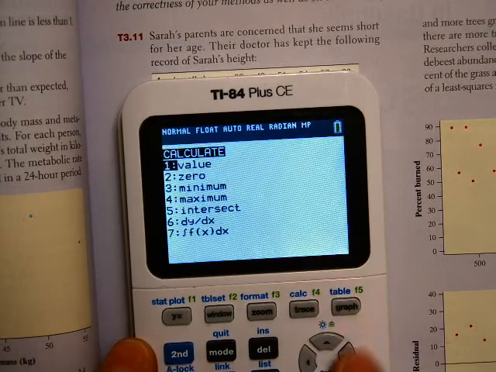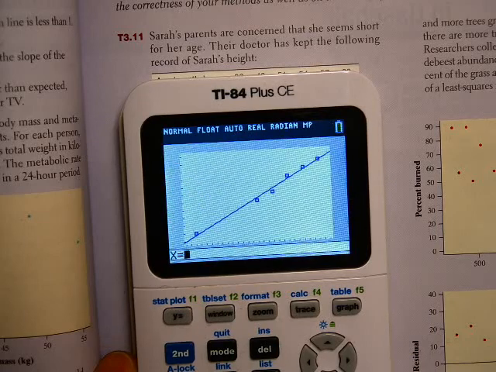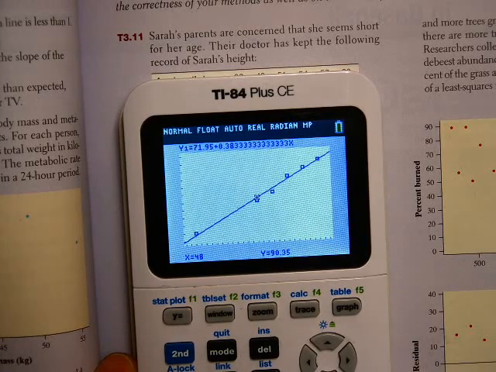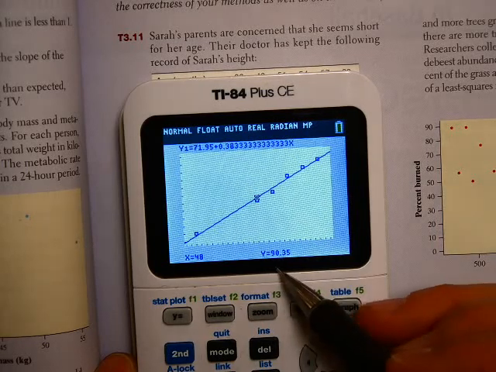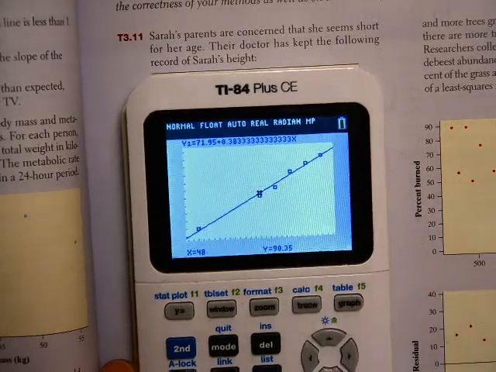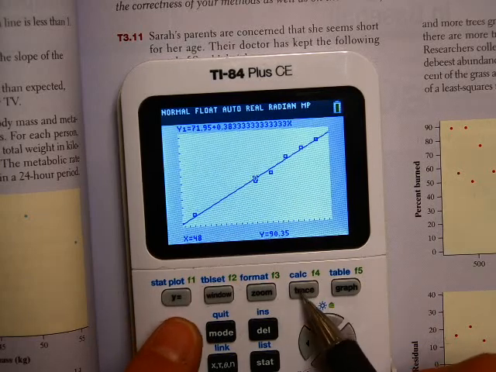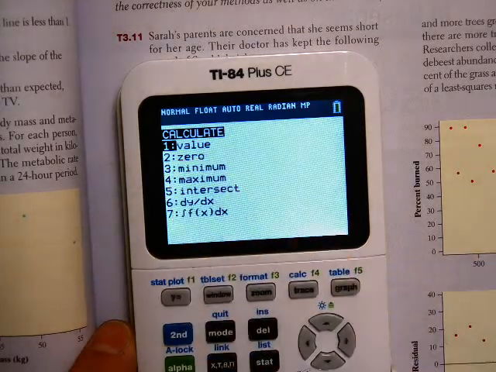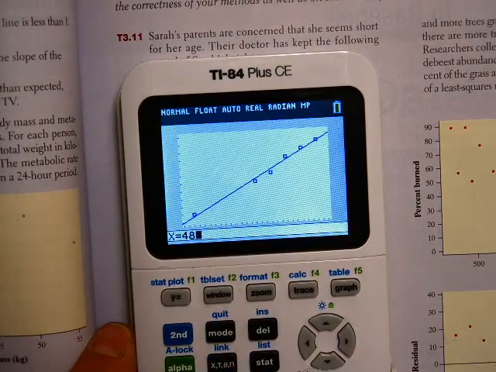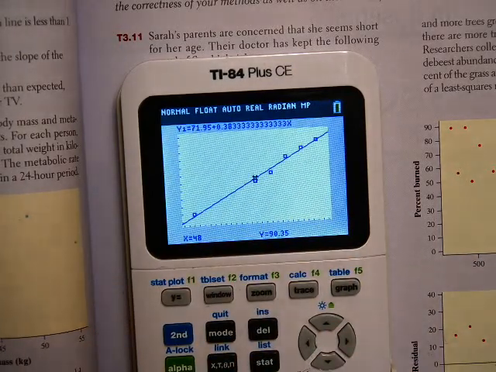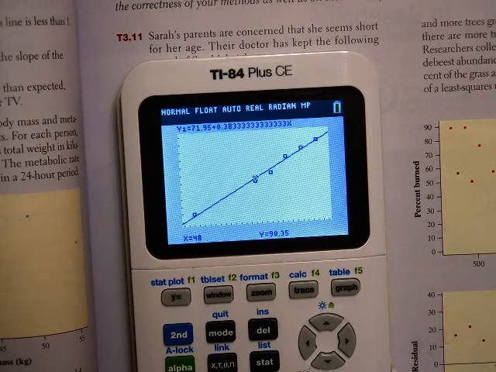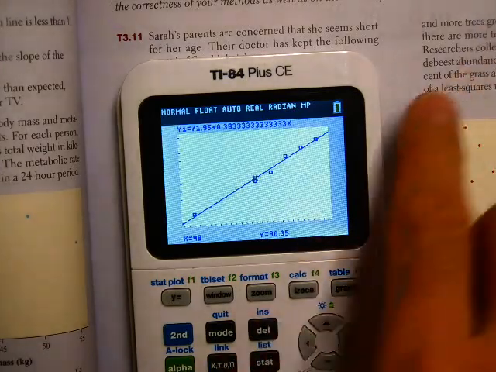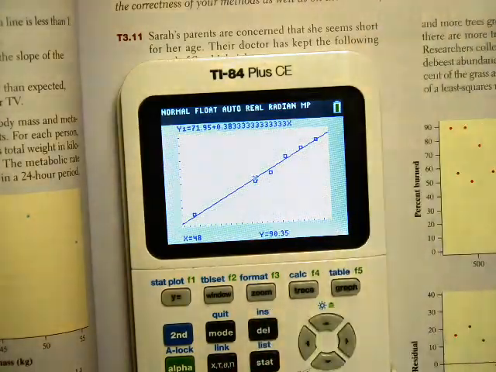Let's see if I can use this. So I'm going to try calculating a value of 48. It gives me a y value of 0.95. What I did on that is I went second trace for calc, and I put in a value for x. I put in 48. I haven't shown you that yet, but that's kind of a slick trick. But you can also just plug it into your equation here. So I've got 90.35 for the y value.